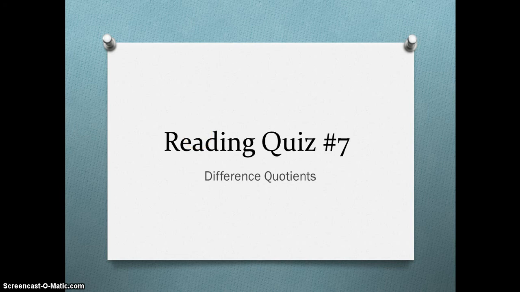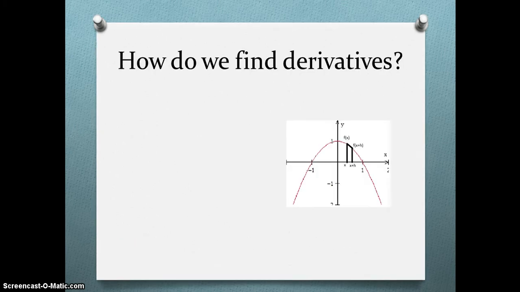Welcome back. This is reading quiz number 7, which is all about difference quotients and how we might use the difference quotient to find derivatives. Well, how do we find these derivatives? We talked about this term earlier in the rate of change, reading quiz number 6, and so we're going to investigate that a little bit more here.